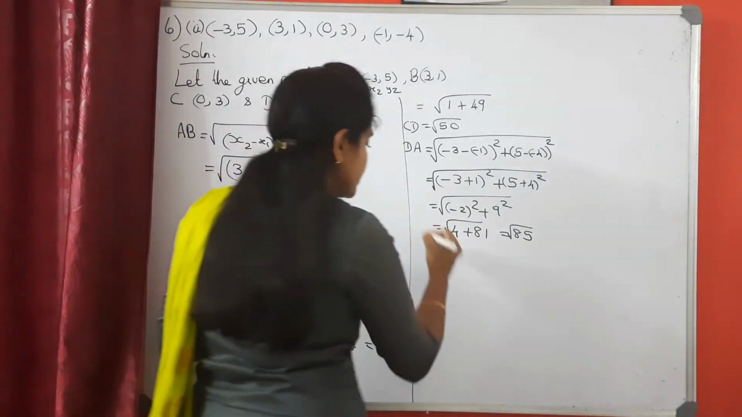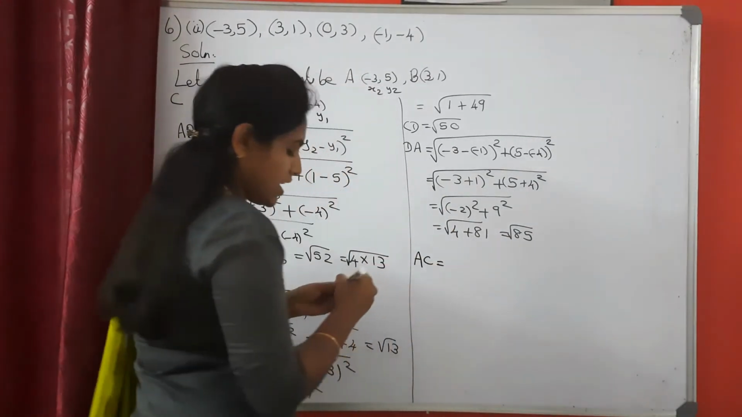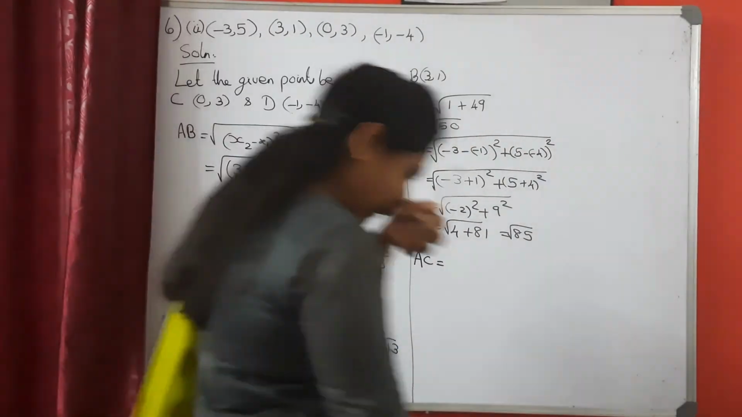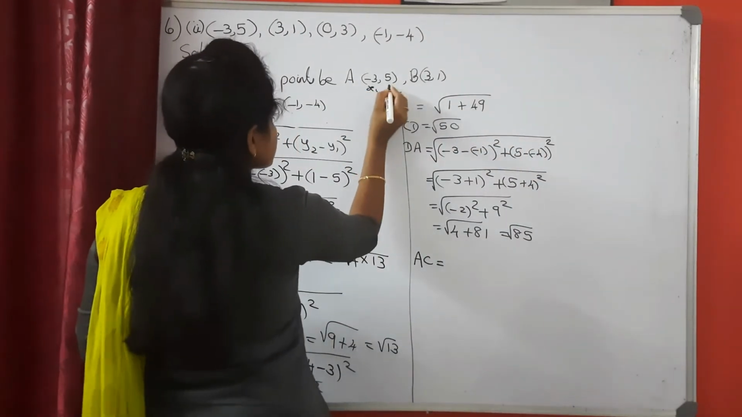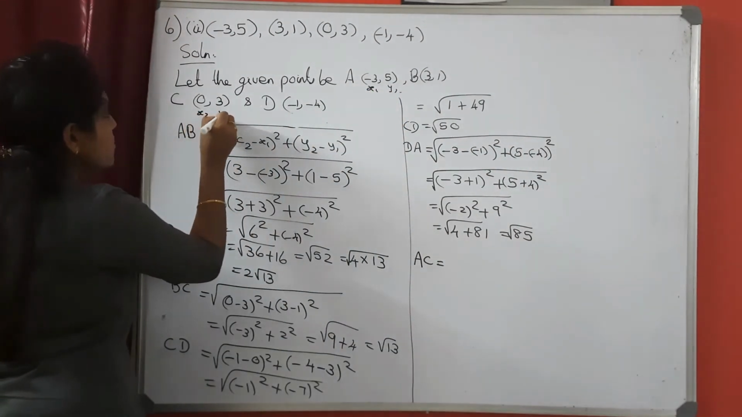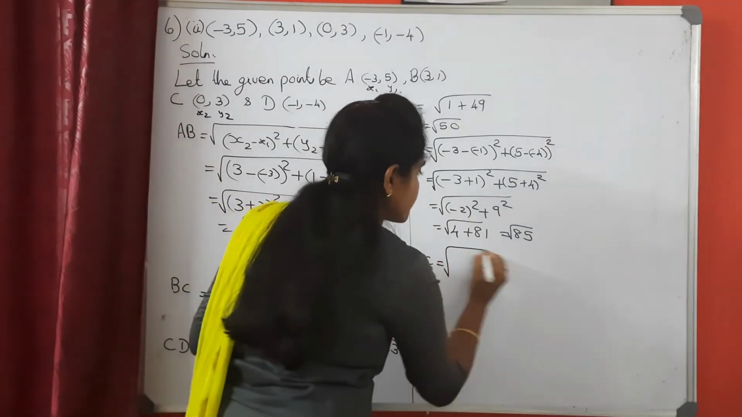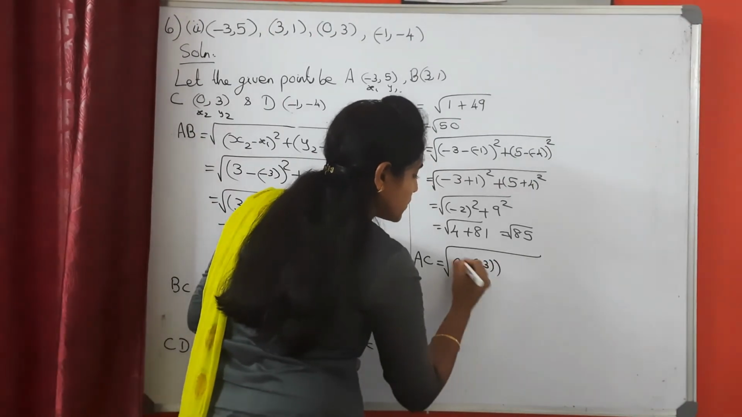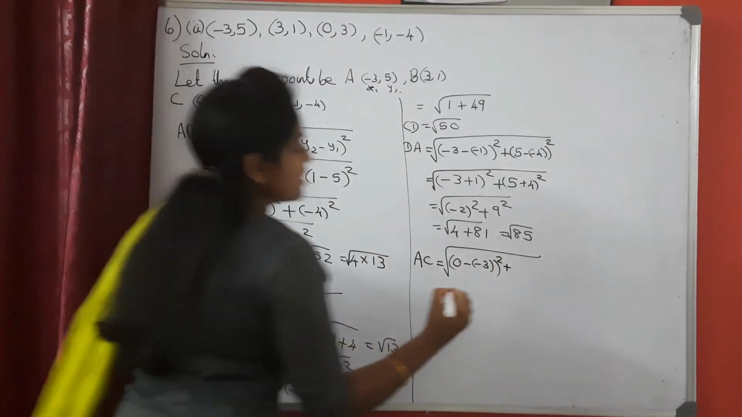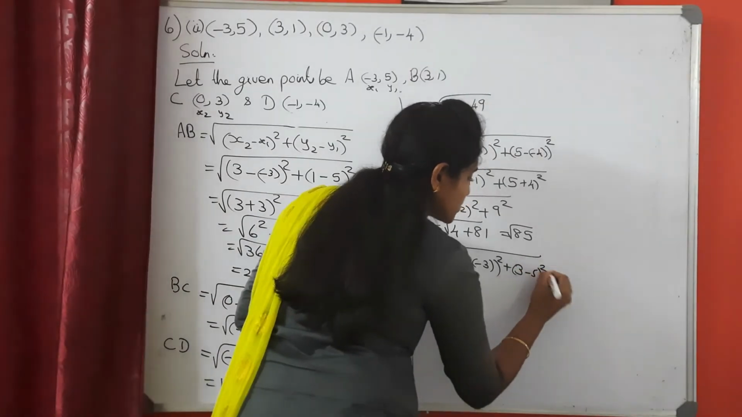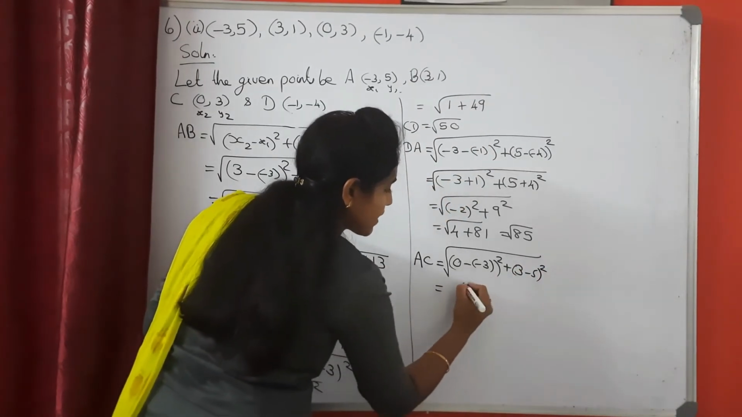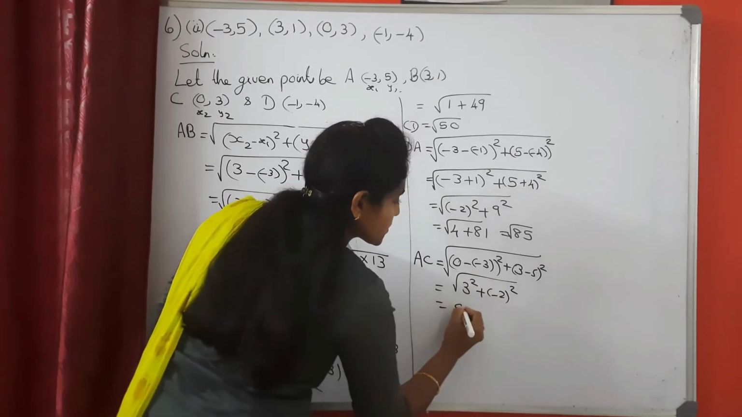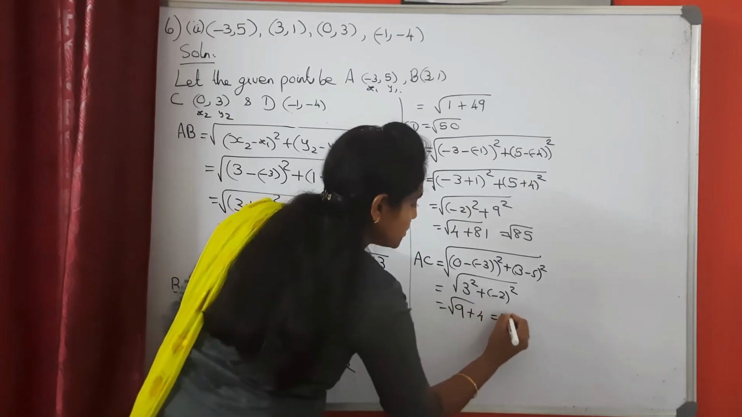Next we need to find the diagonals. AC equal to, now this is x1 y1 and here x2 y2 value. 0 minus minus 3 the whole square plus 3 minus 5 the whole square. So 3 square plus minus 2 square, which is equal to 9 plus 4, equal to root 13.